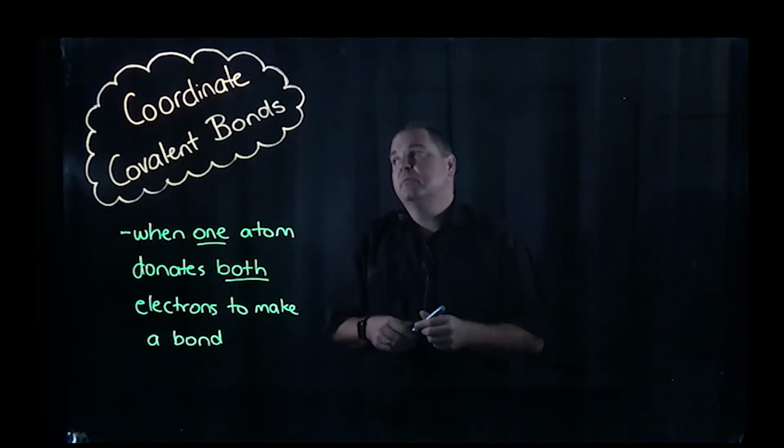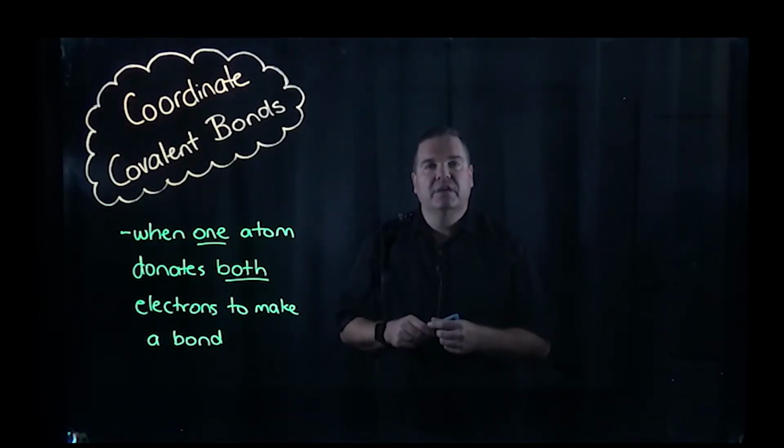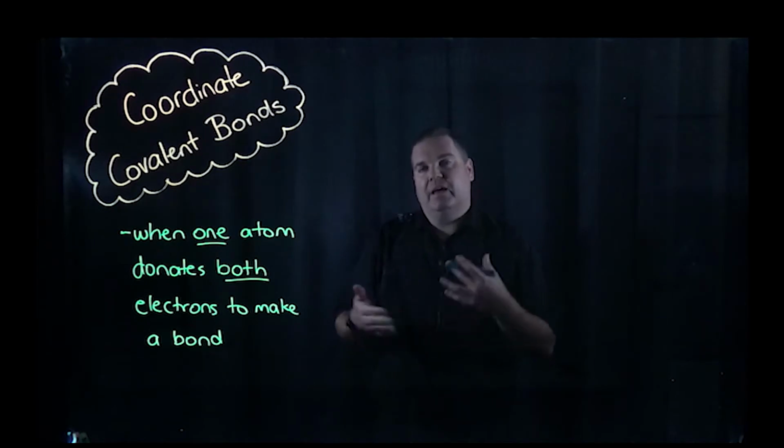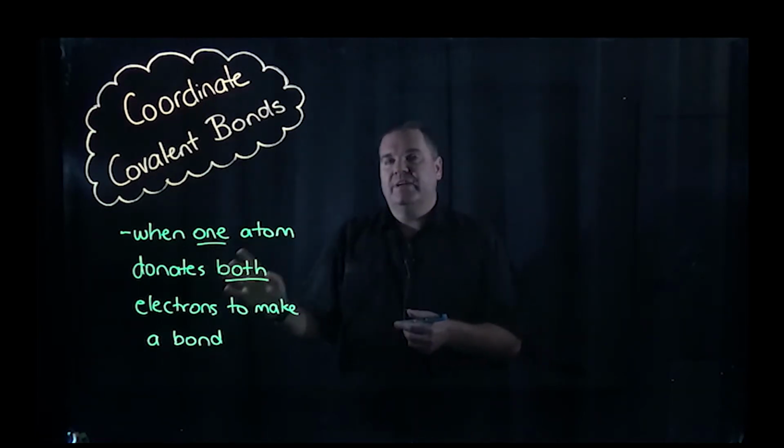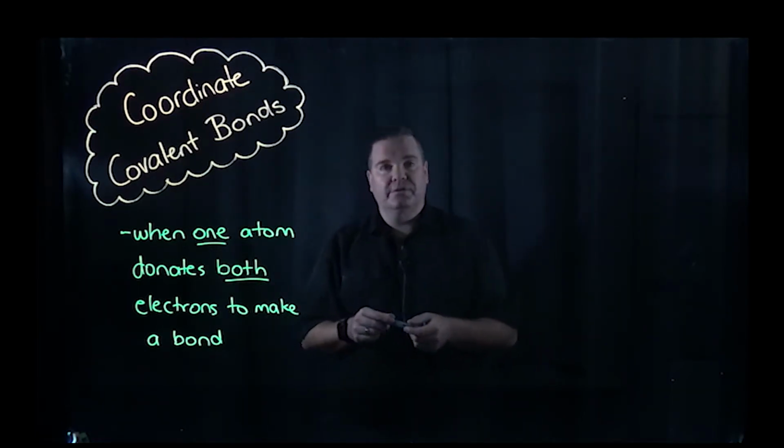Hi, today's video is going to be all about coordinate covalent bonds. It's not going to be a long one, but hopefully it's something that I explain reasonably well and you're able to pick up on. Now, a coordinate covalent bond is when one atom donates both electrons to make a bond.